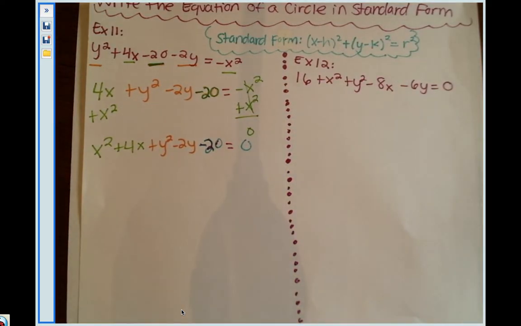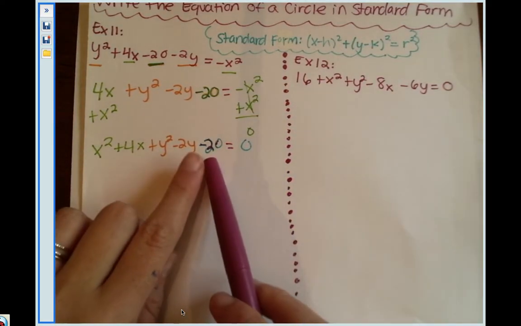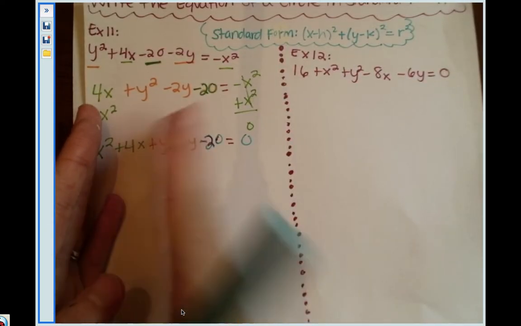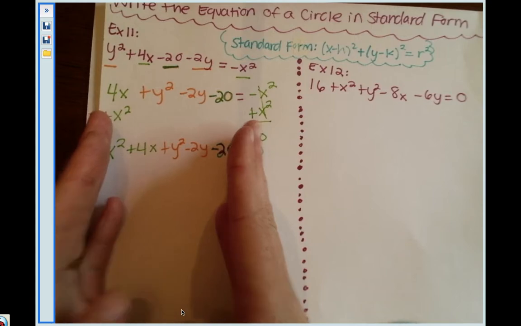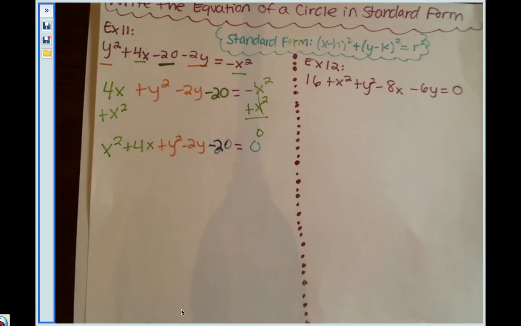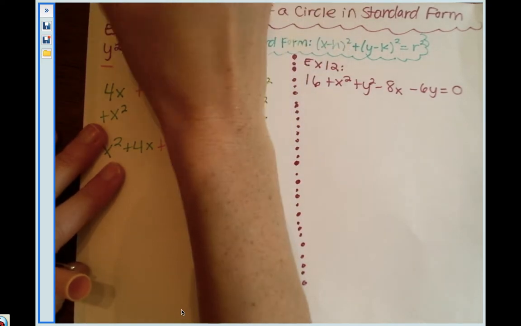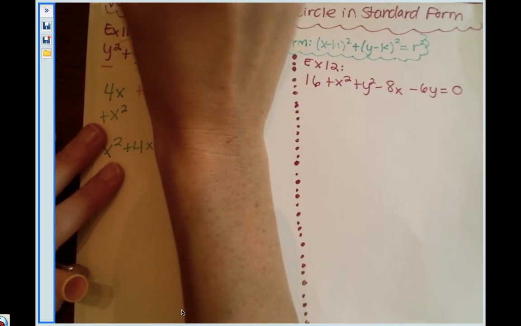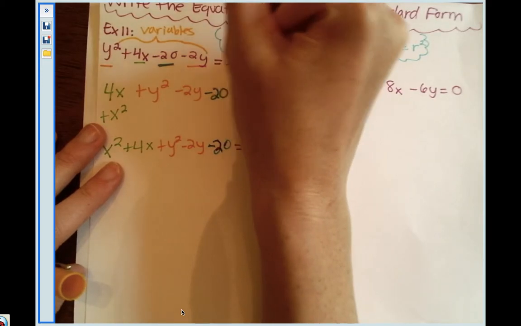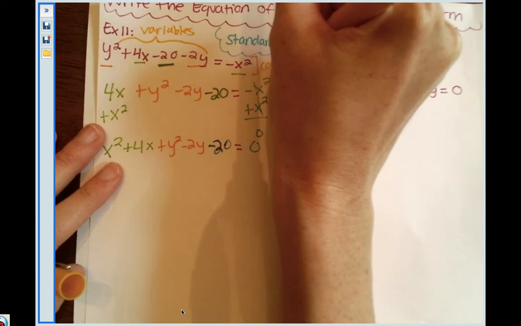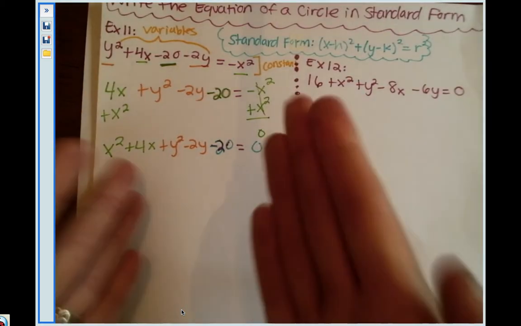Alright, so before I can start completing the square, I need to move my negative 20 to the other side, so my variables are on one side and my constant is on the other side. If it helps you, you can write, like I did in the previous problem, variables on this side. So these should be your variables when you get done, and this should be your constant. That's our goal, and we're almost there.